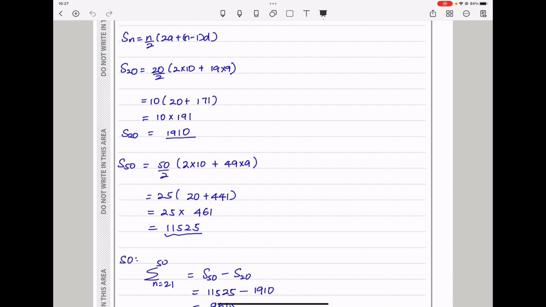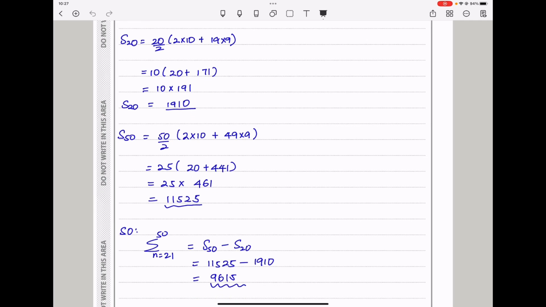Then when we go to the first 50 terms, again referring to this equation here, S50 is equal to 50 over 2 into 2 times 10 plus 49 times 9. And again, this is n minus 1. 50 minus 1 is 49 times d, the common difference. So this is 25 into 20 plus 441, and that is 25 times 461, which is 11525, and that is the sum of the first 50 terms.